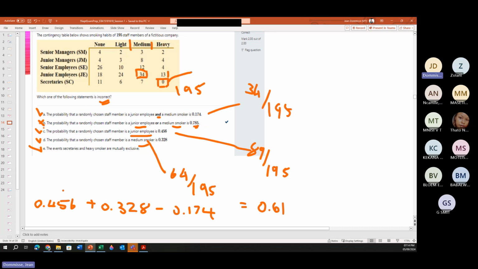So we would in any case have needed to get to B. We would have needed to work out what the junior employee is, what the medium smoker is, and the and, to get to that answer. There wasn't really a shortcut in this one, because that is how we needed to go in this question in any case.